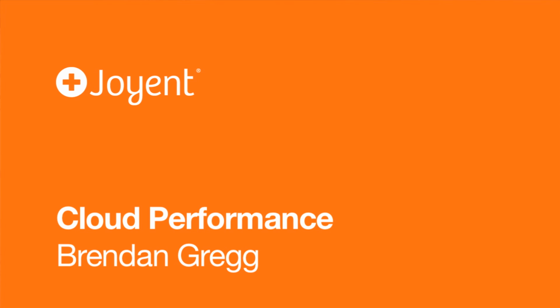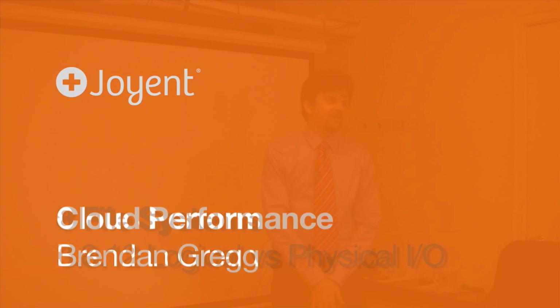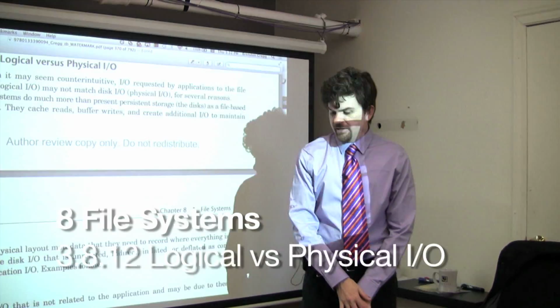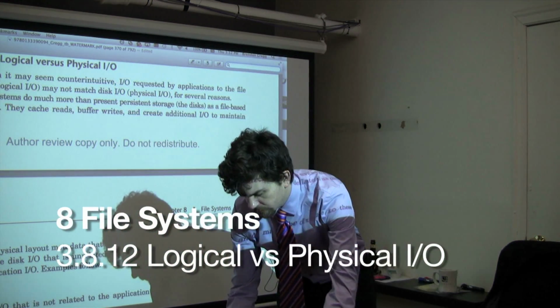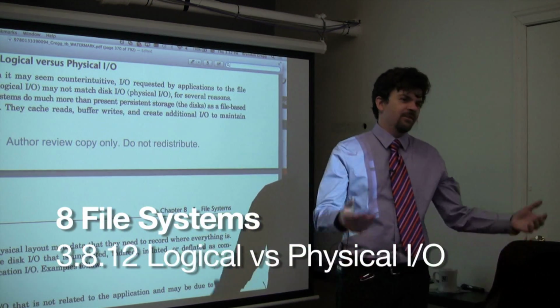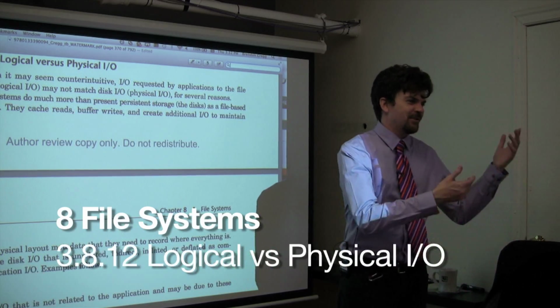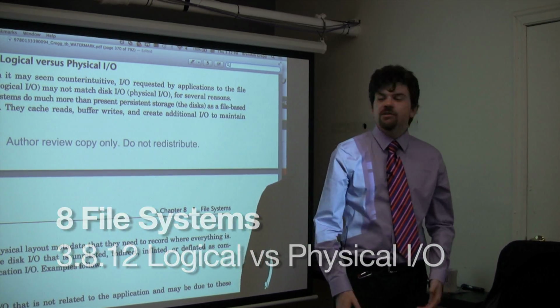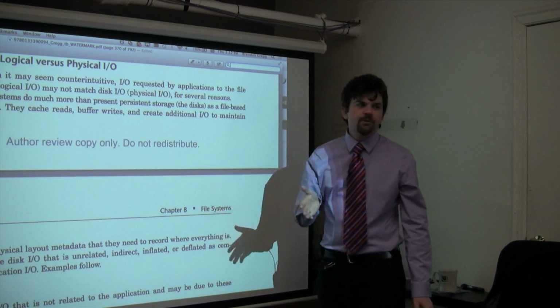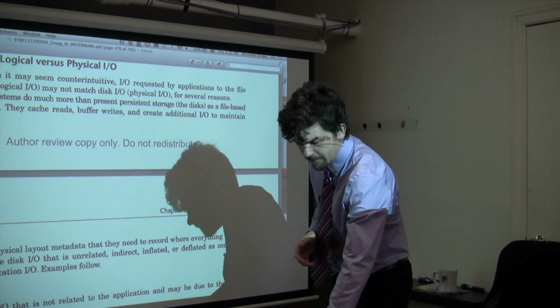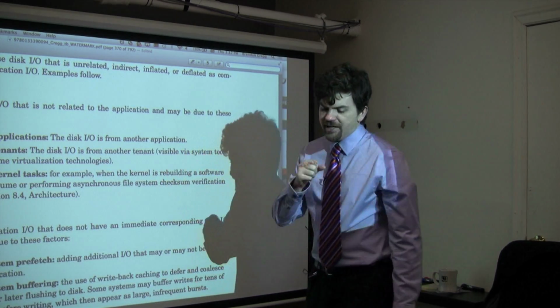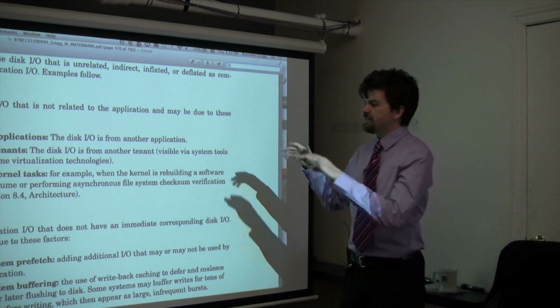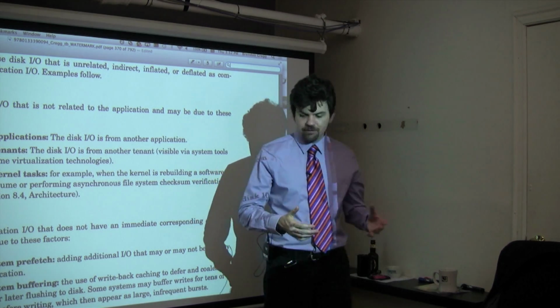More confusing stuff, and this is a very common support ticket that we get: why is my disk I/O X and not Y when my application is doing Z? I see this all the time, and it's the difference between logical and physical I/O. To really explain it to people, I've broken this up into different categories of examples.